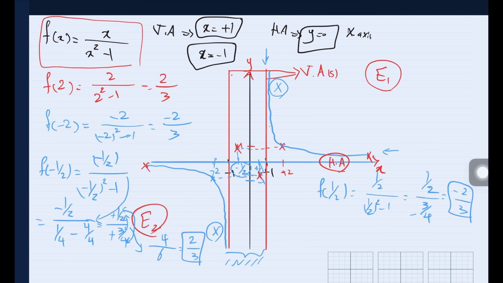So then this function will be something like this. And I'm pretty sure the function is not allowed to touch or cross these two vertical asymptotes, right? So then this is a part of graphing of a rational function. So then we'll discuss 3 steps so far. And then, step 4.